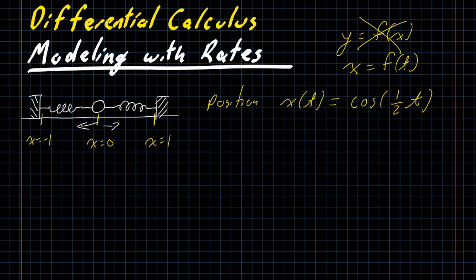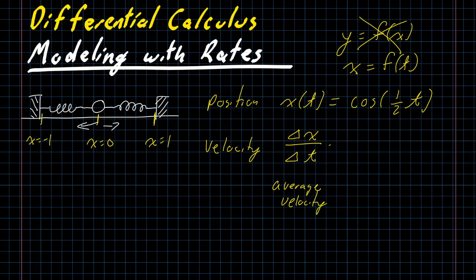All right, so we have a position function, x of t is cosine of 1/2 t. And I know that velocity is the change in x over the change in time. Velocity measures how fast your position changes over time. Or at least that's how we would phrase it in an algebra course.